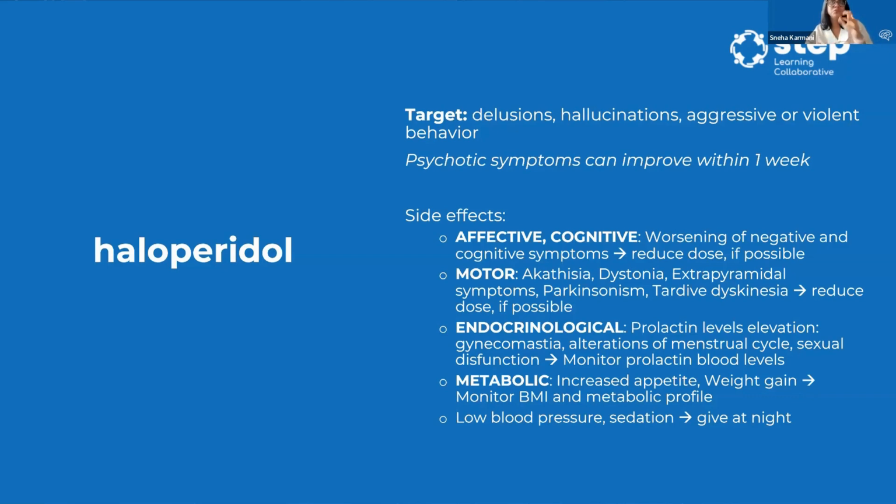Oftentimes, it is also used as an injectable, acute injectable form to control psychomotor agitation or excitement, where you need to closely monitor for side effects. So the side effects could be affective and cognitive, motor side effects that we discussed, endocrinological side effects that we just discussed in the previous slide. It can have some metabolic side effects. Also, it can lead to a low blood pressure and sedation, so it's important to give the medication at night.